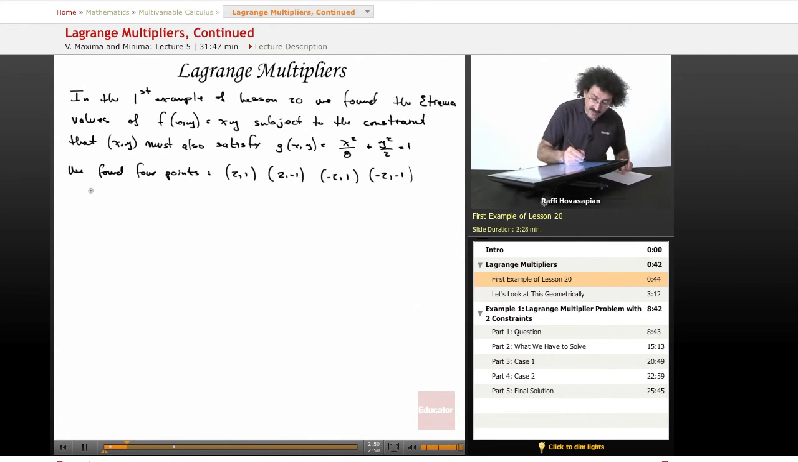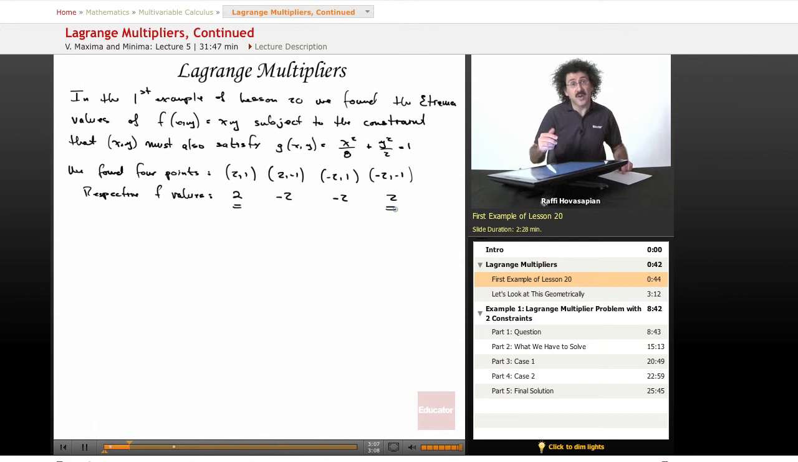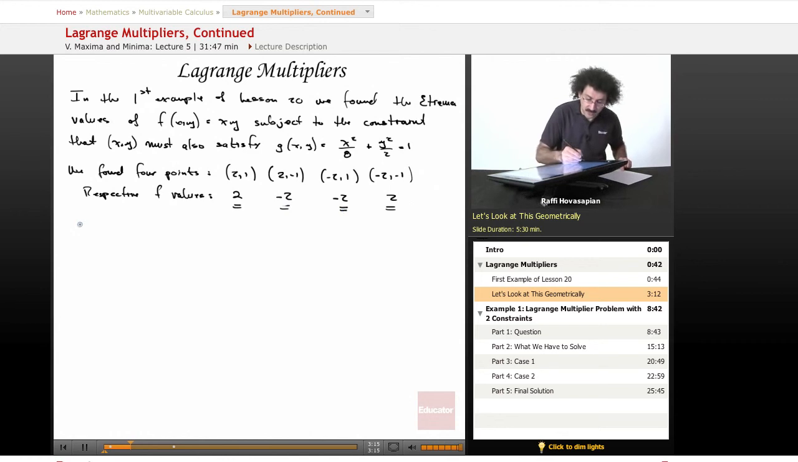And the respective f values, in other words, when we put these points into x y, I'm going to write them underneath. We had 2, minus 2, minus 2, and 2. So these two were the points where the function achieved a maximum, and these two were the points where it achieved a minimum. So let's look at this geometrically.